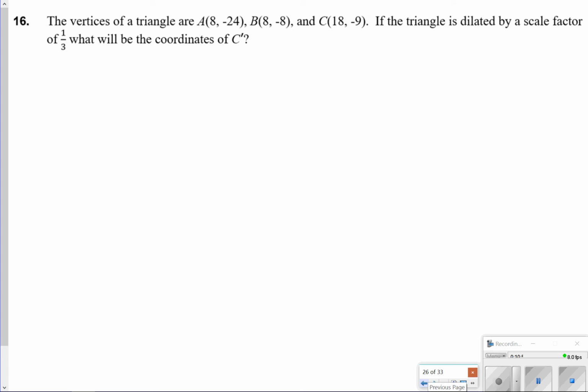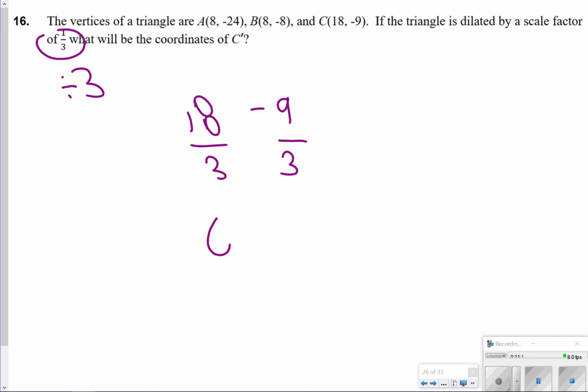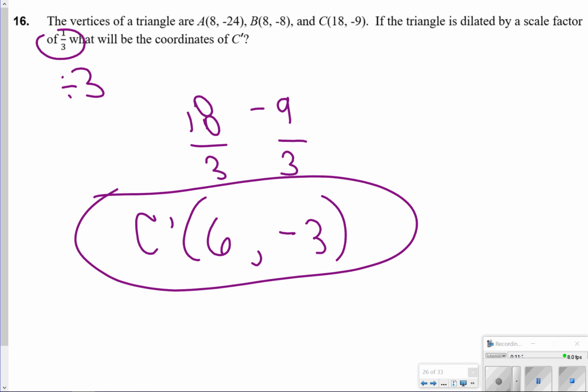For number 16, we're talking about a reduction. The scale factor is 1/3, so that means you're just going to divide both numbers by 3. So if you look at the numbers 18 and -9, if we divide both of those by 3, we're going to get 6 and -3. So C prime is equal to 6, -3.